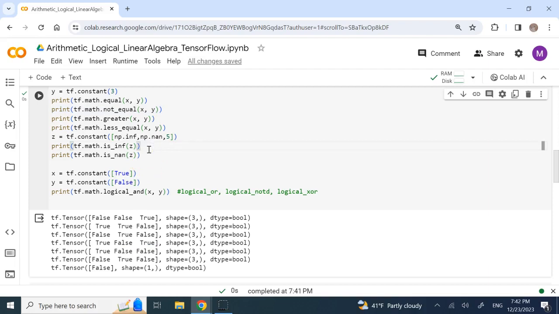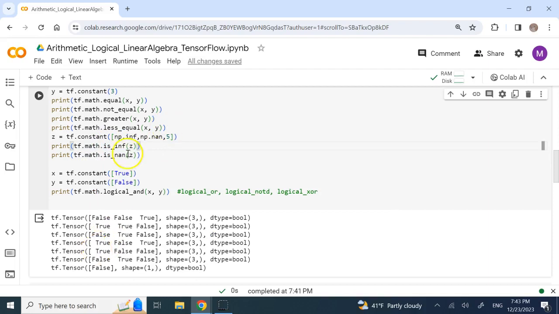Here, if we move on, I define another vector z. And if you want to have infinity or nan inside an array, you can do that. Just pay attention that TensorFlow does not have inf. So you cannot say tf.inf or tf.nan. These don't exist. If you want to bring them in, you have to use numpy. So here, my first element is infinity, second one is nan, third one is 5. I want to see if any of them is an infinity or any of them is a nan, so I use the isNan or isInf command.